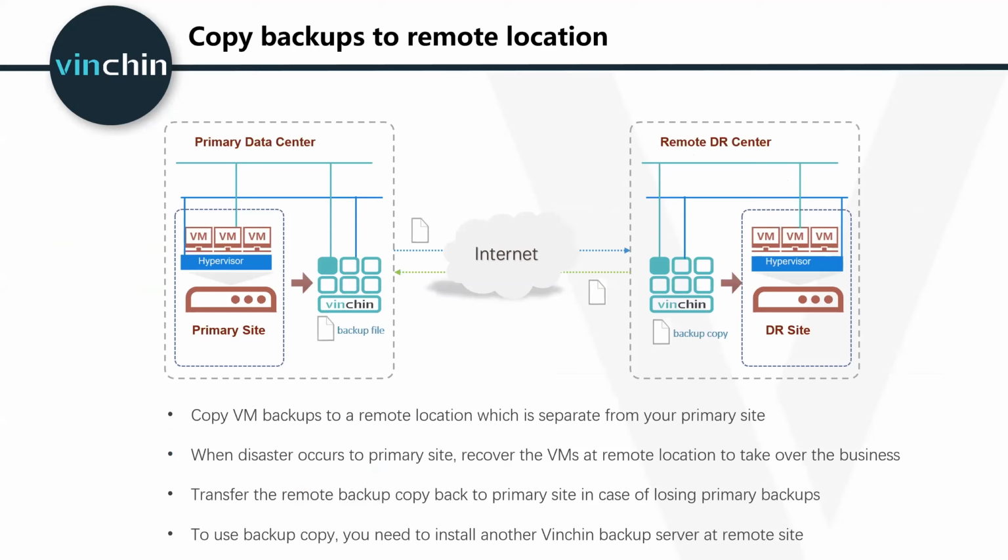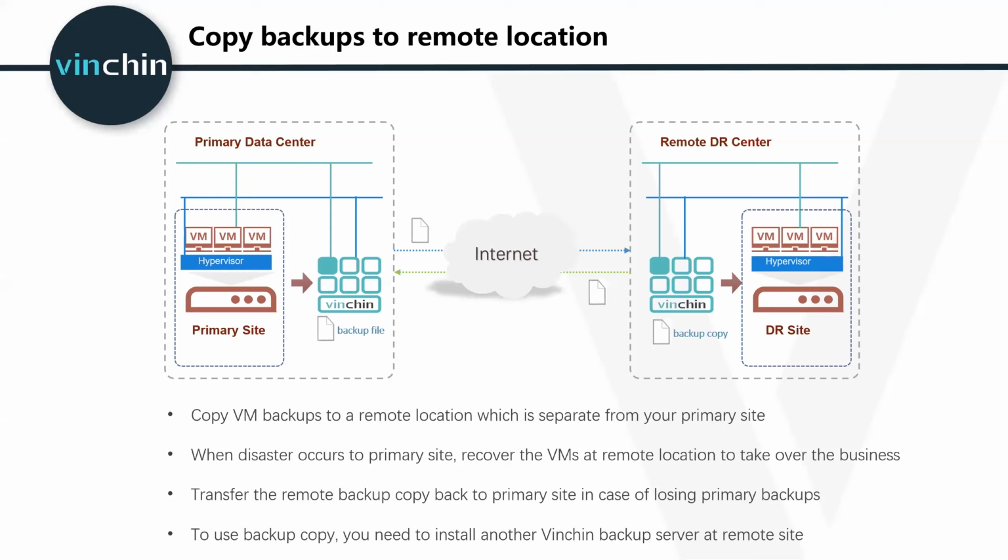Firstly, install Vinchin in each location and do a local backup first. You get a backup file in your local backup storage. Then you copy the backup file to your remote location via the internet. You get a remote copy of your backup file.